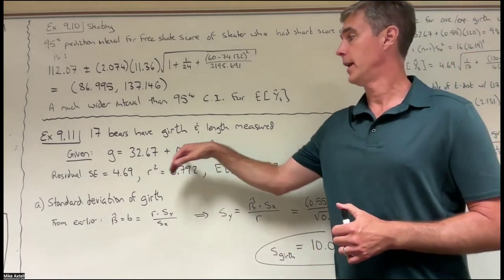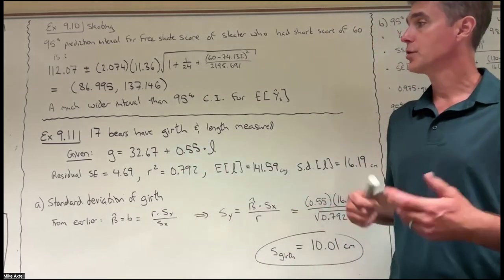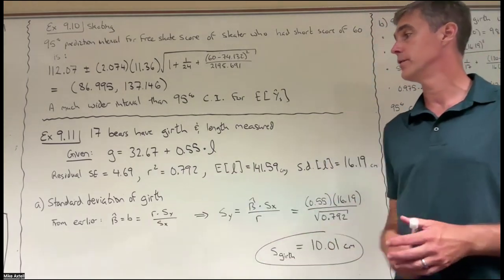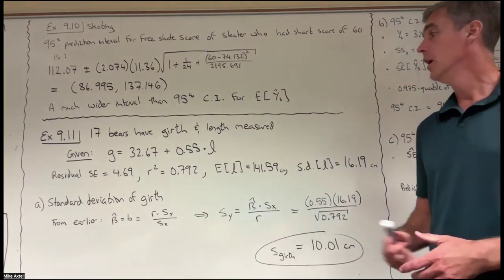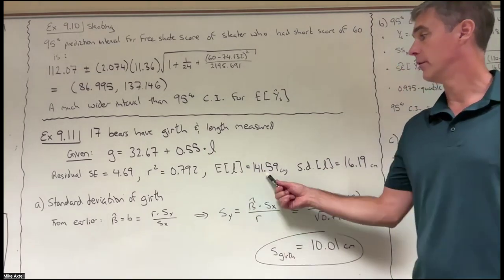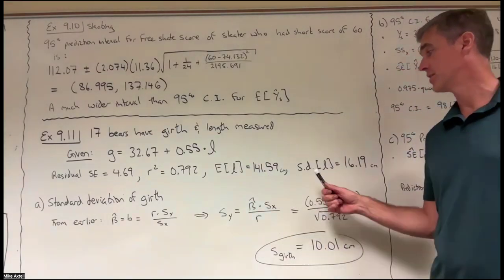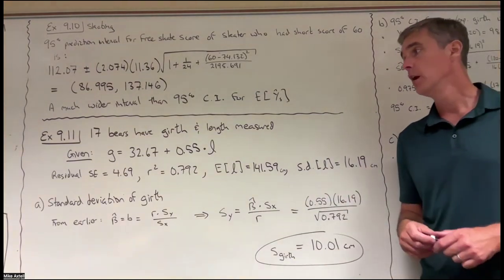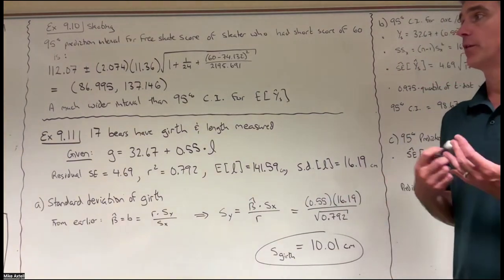There's our beta hat or alpha hat. And we're also told that the residual standard error is 4.69. We have an R squared of 79.2%. We have an average length of bear of 141.59, and the standard deviation of the length is 16.19, both in centimeters. All right, so let's figure out a few different things.